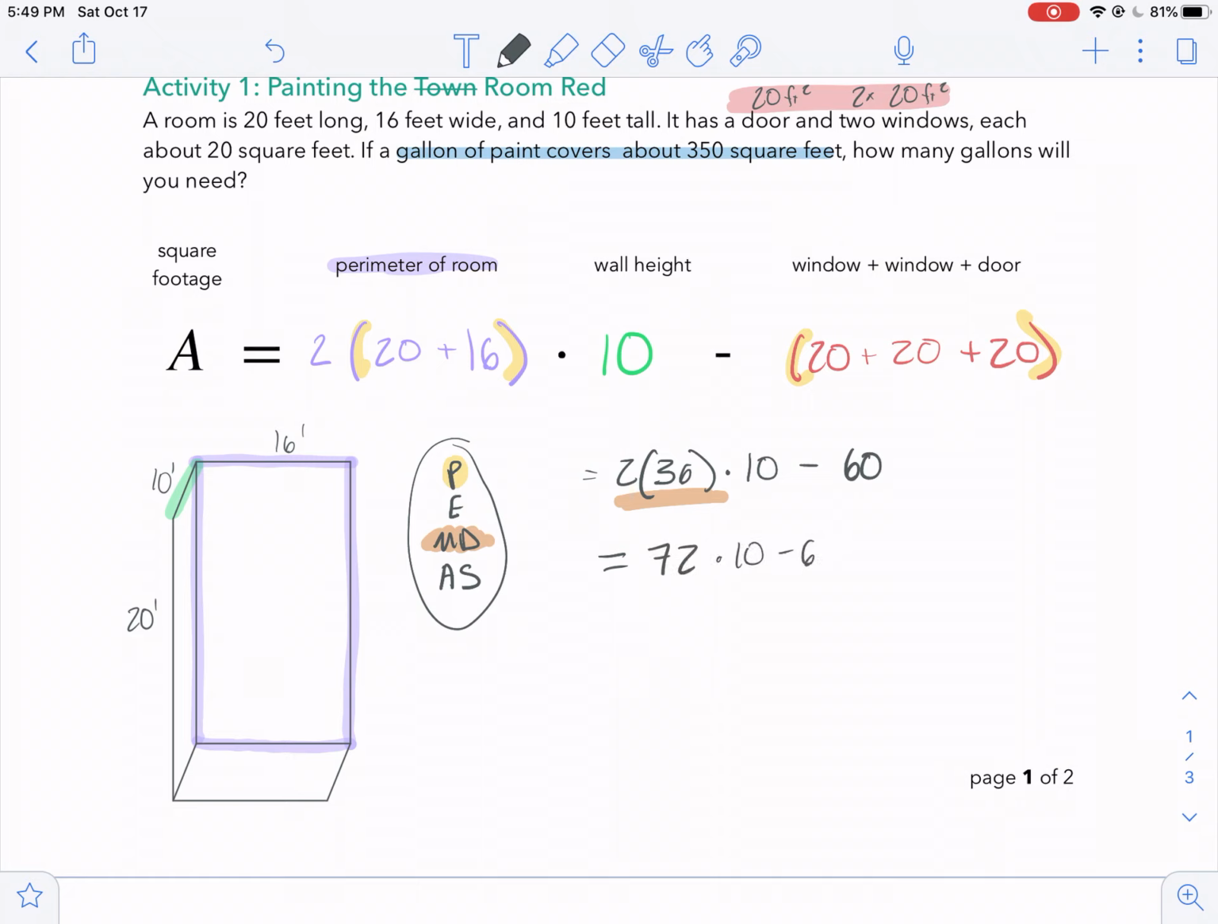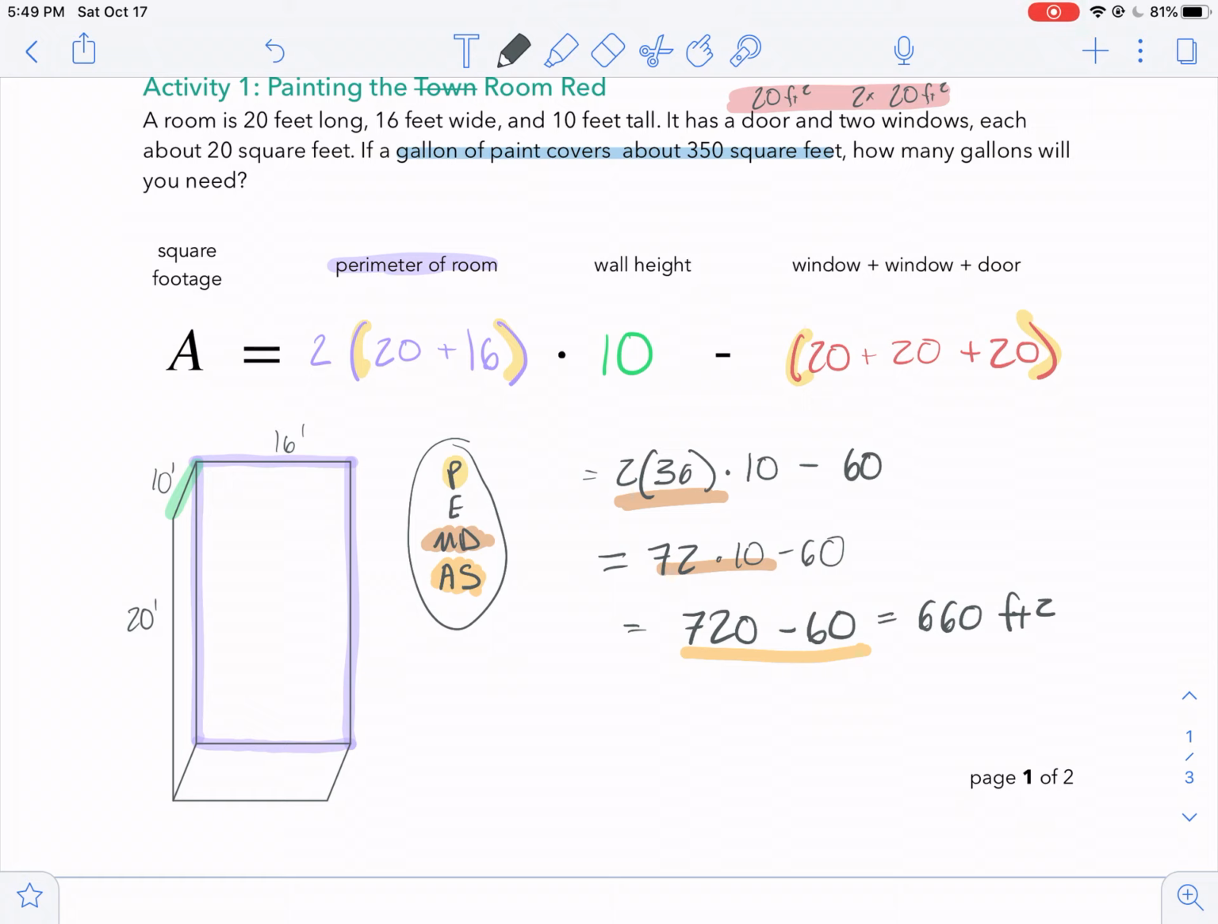times 10 minus 60. And we'll do multiplication again. 72 times 10 is 720. Now all that's left is addition and subtraction. So we will end the example with 720 minus 60, and that gives us 660 feet squared. Now that's awesome.